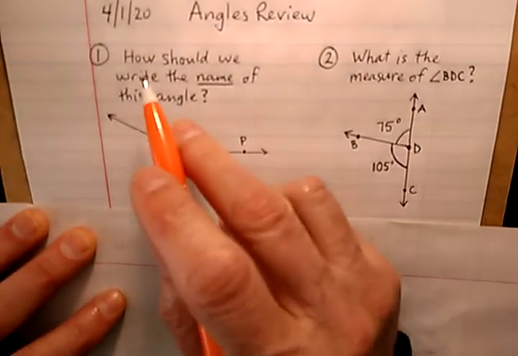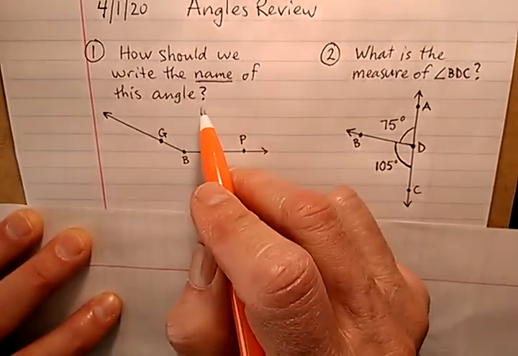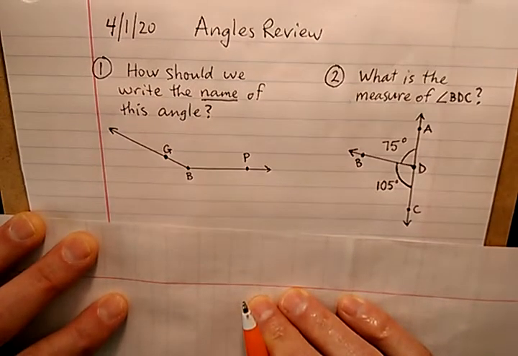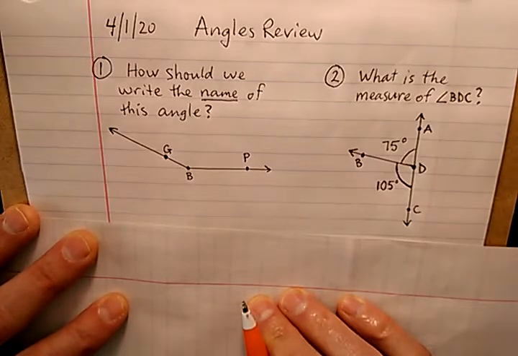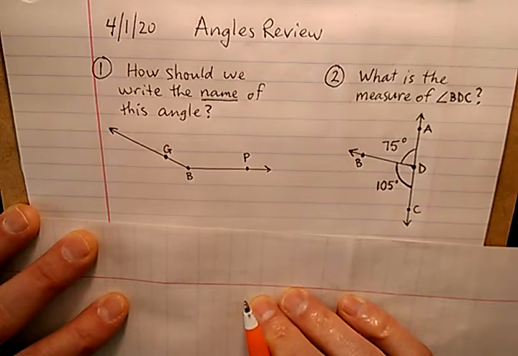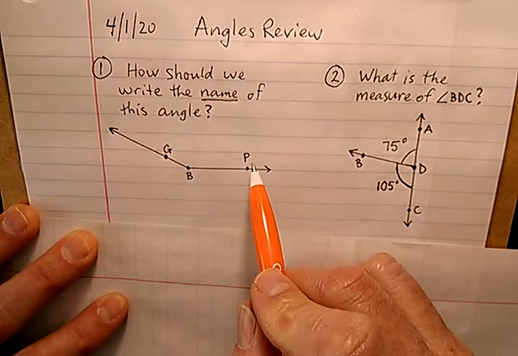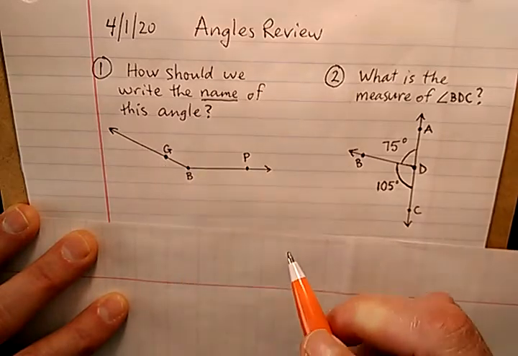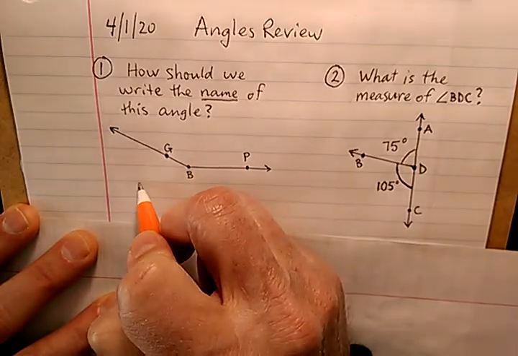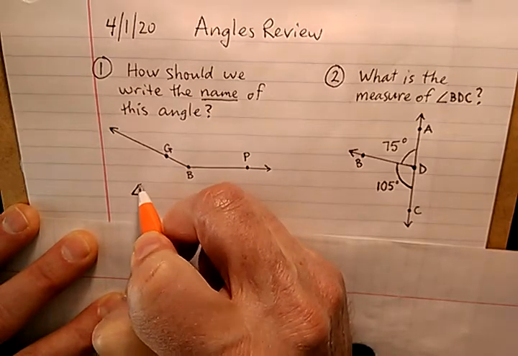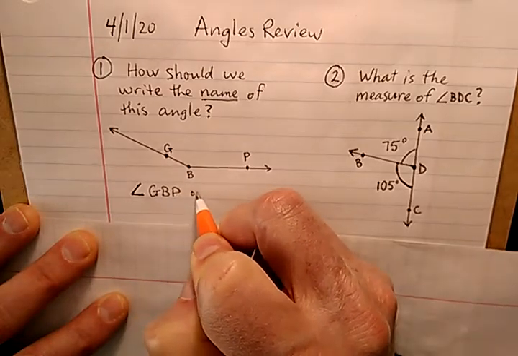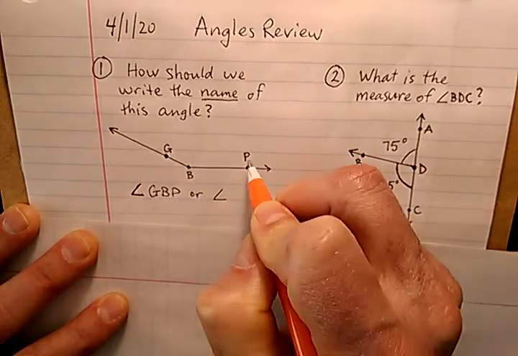Let's look at number 1. How should we write the name of this angle? So last week we studied the proper way to use notation, the writing of the name of an angle. So in order to name this angle, we need to use the letters that represent the points. So this is point P, B, and G. We could write the name of this angle with an angle symbol, and we could start with G and call it angle GBP, or we can call it angle PBG.